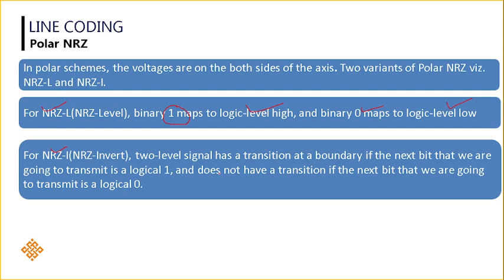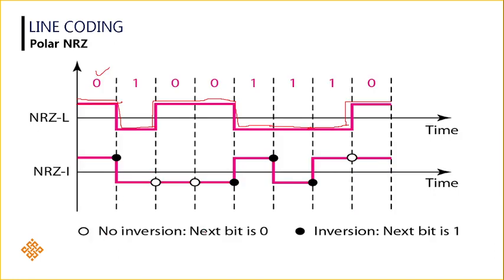What happens here? It purely depends upon the next bit. The first bit, let it be anything. You can take either positive cycle or negative cycle. If the next bit is 1, then you should go for transition, meaning you should change the position. If the next bit is 0, then there is no transition. So what I mean to say, here you can see, if the next bit is 0, there is no inversion or no transition. If the next bit is 1, you should invert your cycle. Here you can see, the first bit may be anything, the cycle may be anything.